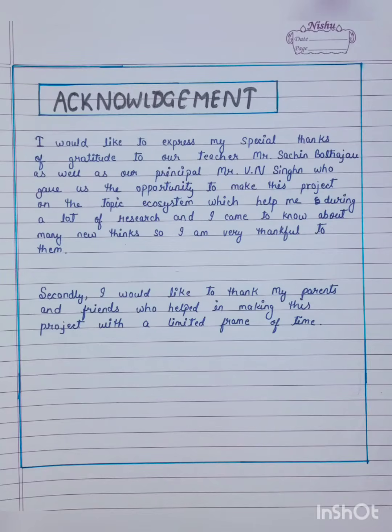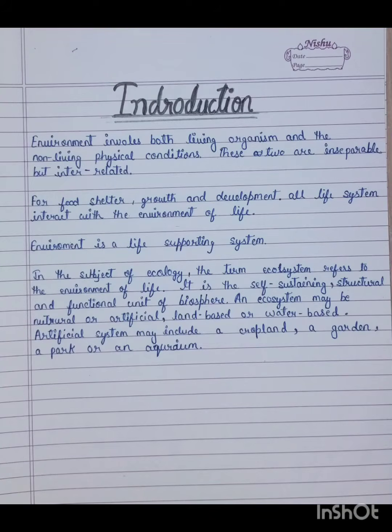of time. Its introduction. The environment involves both living organisms and the non-living physical conditions. These two are inseparable but interrelated. For food, shelter, growth and development, all life systems interact with the environment of life. Environment is the life supporting system. In the subject of ecology, the term ecosystem refers to the environment of life. It is the self-sustaining structural and functional unit of the biosphere. An ecosystem may be natural or artificial, land-based or water-based. Artificial systems may include a grow plant, a garden, a park or an aquarium.